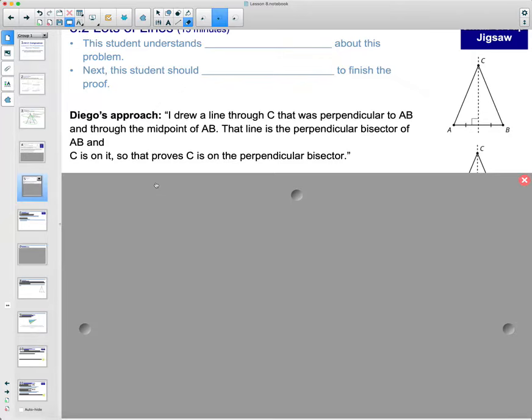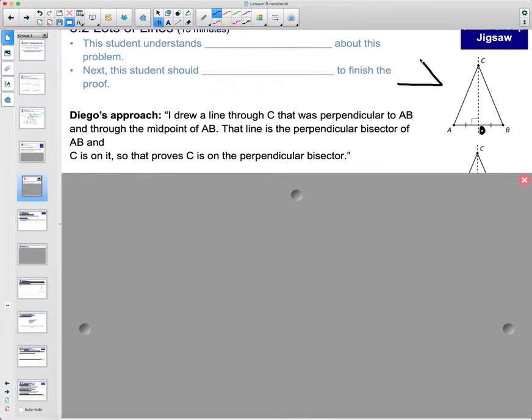So remember that Diego just drew the line through C and said that it was the perpendicular bisector of AB. Okay, so some things that you might say to him is that it's a good thing that he knows what a perpendicular bisector is, that he was able to mark that on the diagram with a right angle and that it goes through the midpoint. But the question here is, how do you know that the perpendicular bisector of this segment is definitely going to go through C? Does it have to?